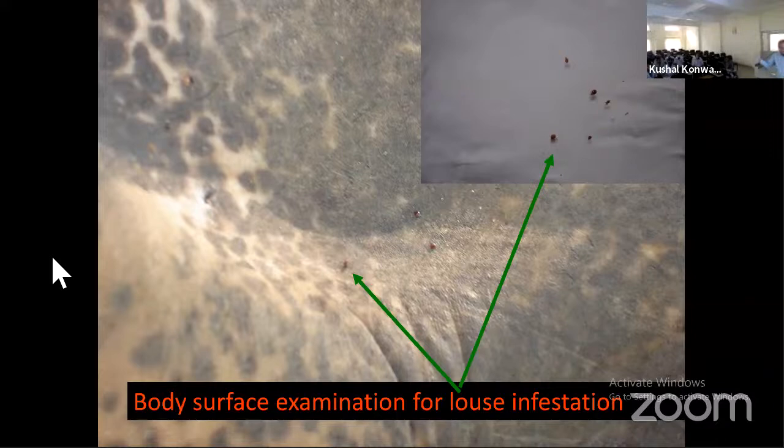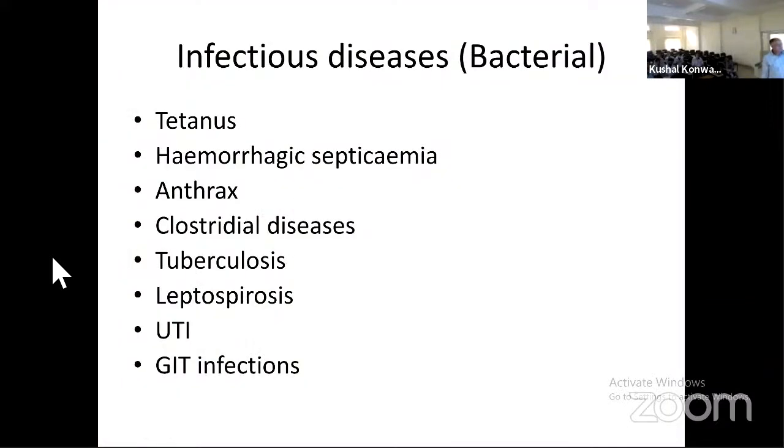The infectious diseases, bacterial: tetanus, HS, anthrax, clostridial diseases, tuberculosis, leptospirosis, urinary tract infections, GI tract infections. So these are various bacterial diseases that we come across in elephants. So out of these, you know the symptoms. It is just like any bovine. Symptoms are not different. You remember that against tetanus, against hemorrhagic septicemia, against anthrax, we can protect the animals with vaccination. So as a doctor, that is our priority.